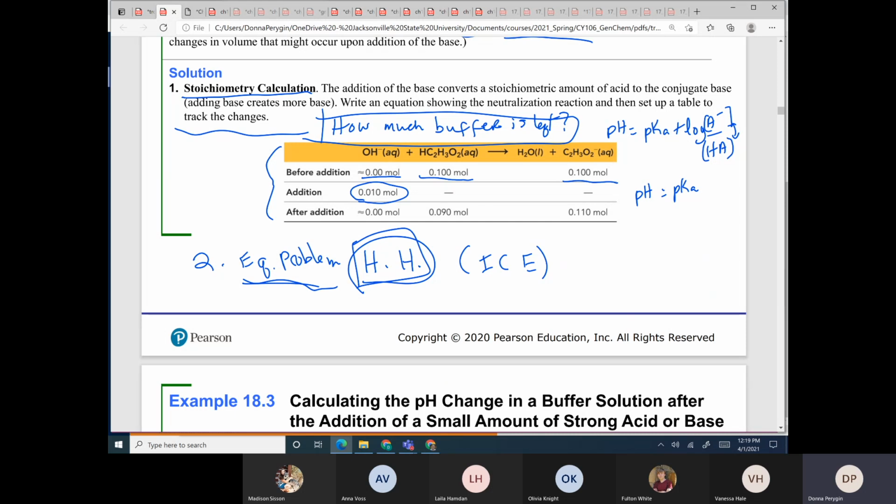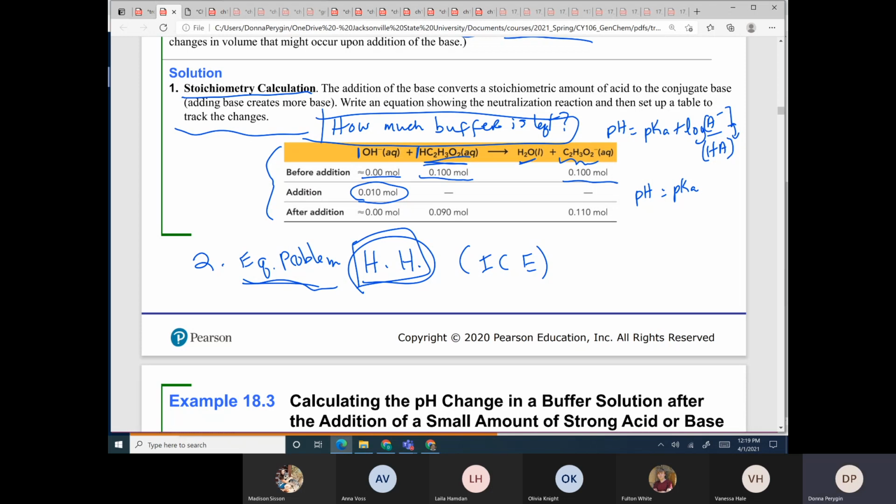This is not an ICE table. This is a stoichiometry table, okay? So after the addition, we're going to have no hydroxide left because it's all going to react with the acid. The reason we don't have any hydroxide left is because there's less hydroxide than we had acid, okay? This is a strong base. Because it's a strong base, for every 1 mole of hydroxide, it's going to react with 1 mole of acid to form a stoichiometric amount of acetate and water, okay?